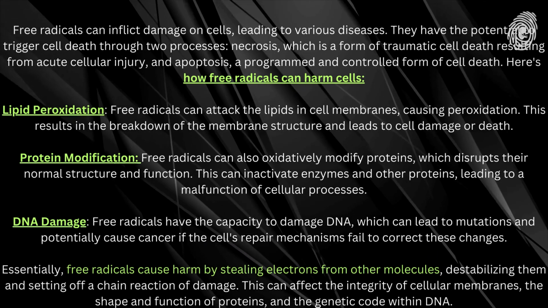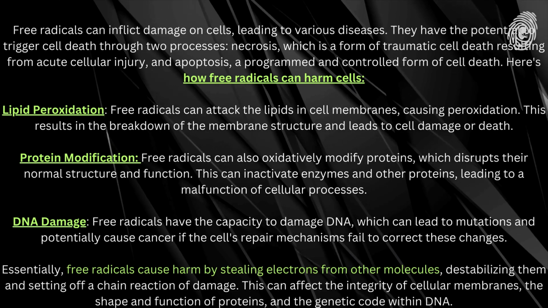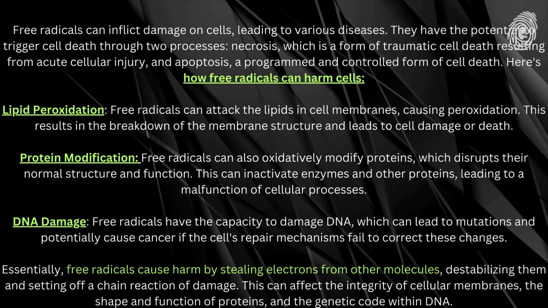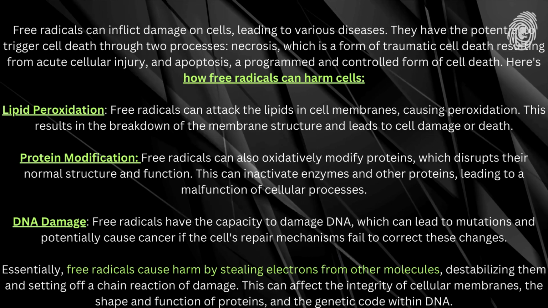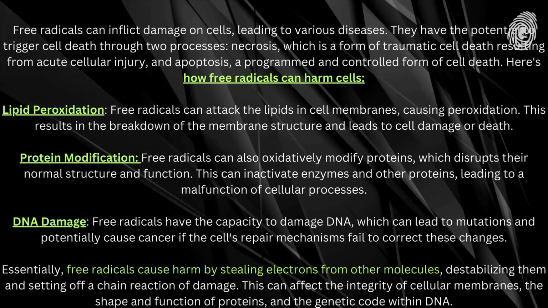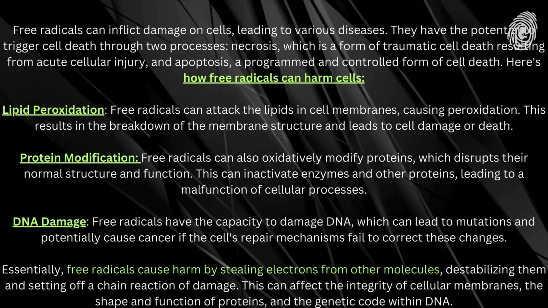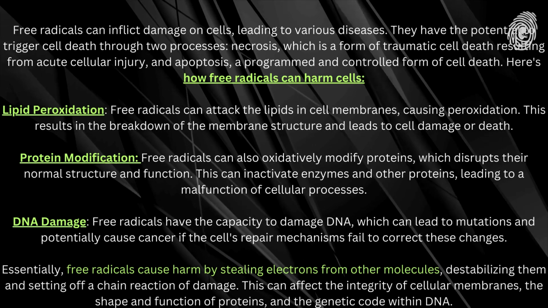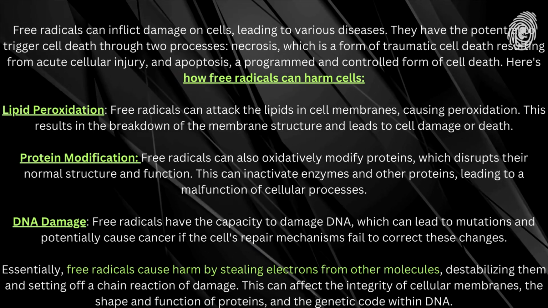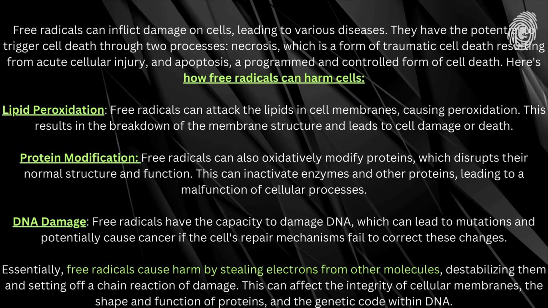Lipid peroxidation. Free radicals can attack the lipids in cell membranes, causing peroxidation. This results in the breakdown of the membrane structure and leads to cell damage or death. Protein modification. Free radicals can also oxidatively modify proteins, which disrupts their normal structure and function. This can inactivate enzymes and other proteins, leading to a malfunction of cellular processes.